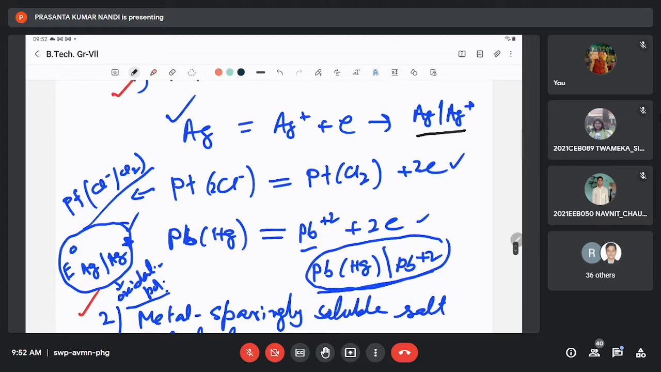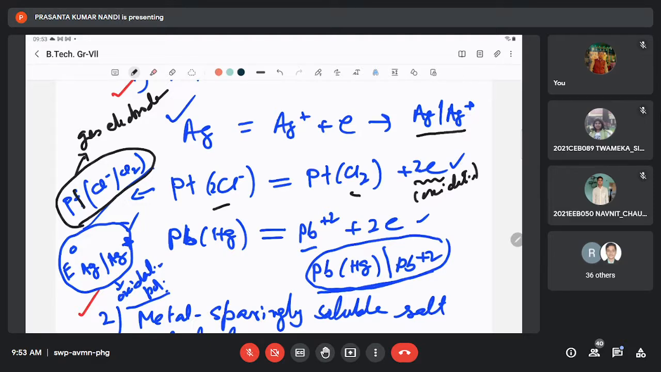Likewise, a gas electrode, a typical example is this: platinum, Pt in brackets, Cl minus, Cl2. This indicates the reaction where chloride is converted to chlorine with liberation of two electrons. Basically we call this a gas electrode. There may be a hydrogen electrode or the like, and you can write all these like this. But what does this gas electrode represent? Oxidation.